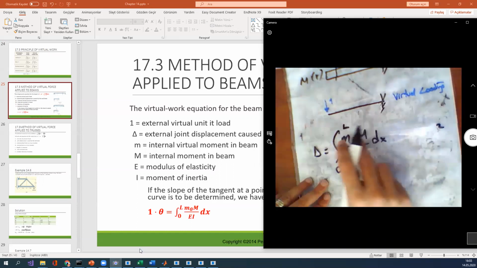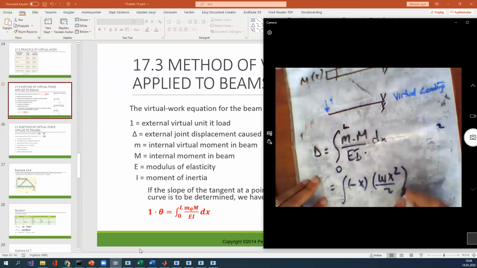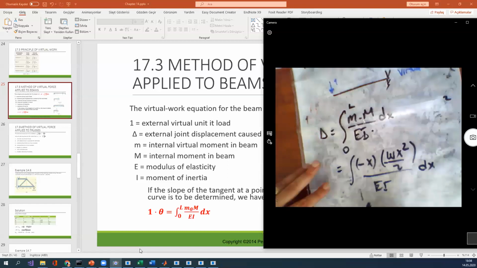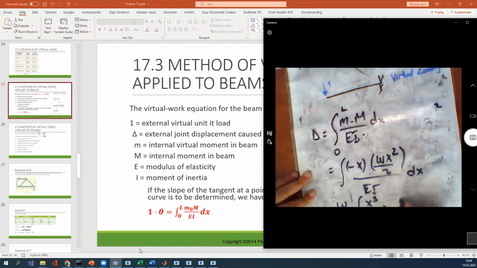So I'm using two substitute formulations. You remember minus x for small m, and for capital M, minus omega x squared over 2, divided by EI dx. After multiplication, I can see omega and EI I can put outside of the integration. In the integration, you can see x cubed over 2. After integration, you can see omega x to the power 4 divided by 8 EI from 0 to L.